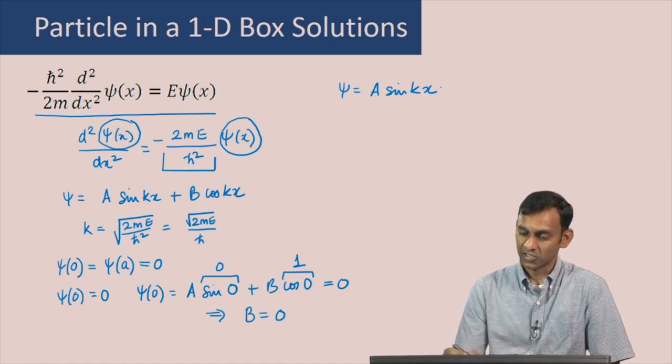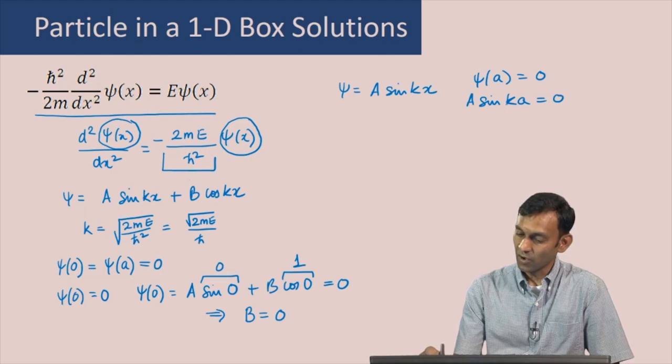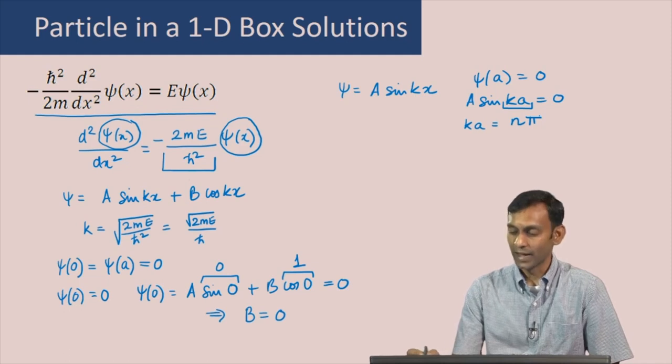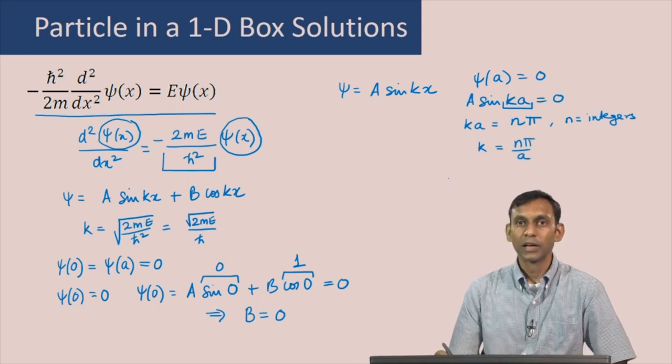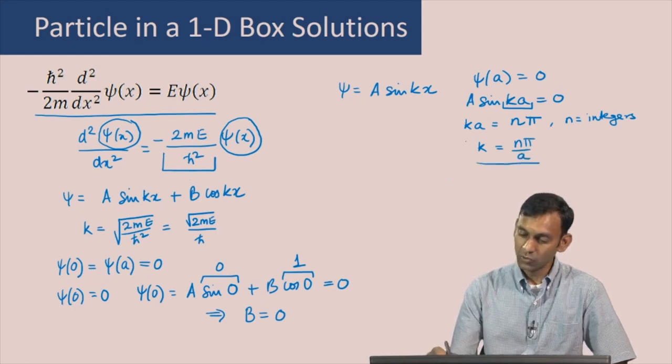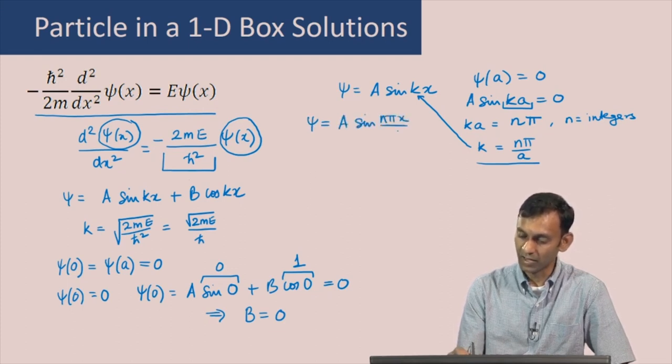Let us apply the second boundary condition, which is psi of a is equal to 0. This implies that A sine ka is equal to 0. Now, sine of this part will be 0 when ka is some integral multiple of pi. So, it could be pi, 2 pi, 3 pi and so on. n is equal to integers. k is equal to n pi over a. If we substitute this value of k into the expression for the wave function, then we get the valid wave function to be psi is equal to A sine n pi x over a.